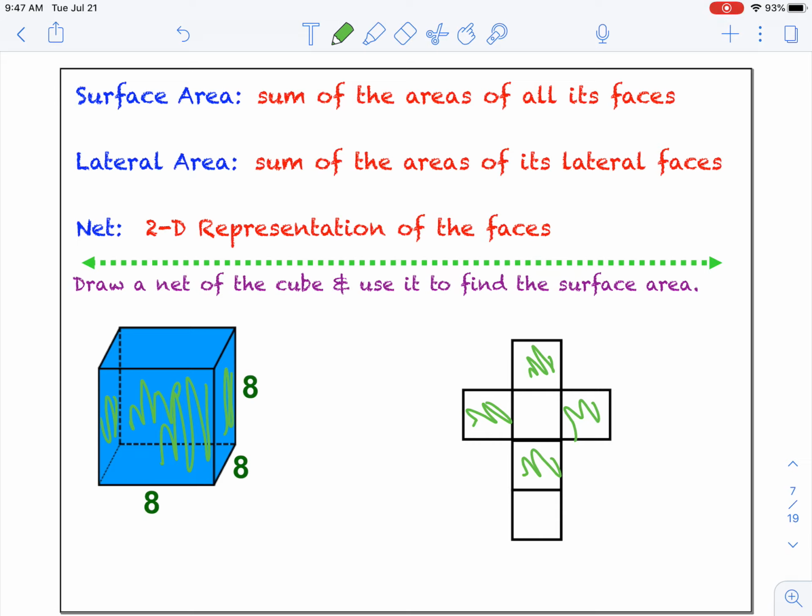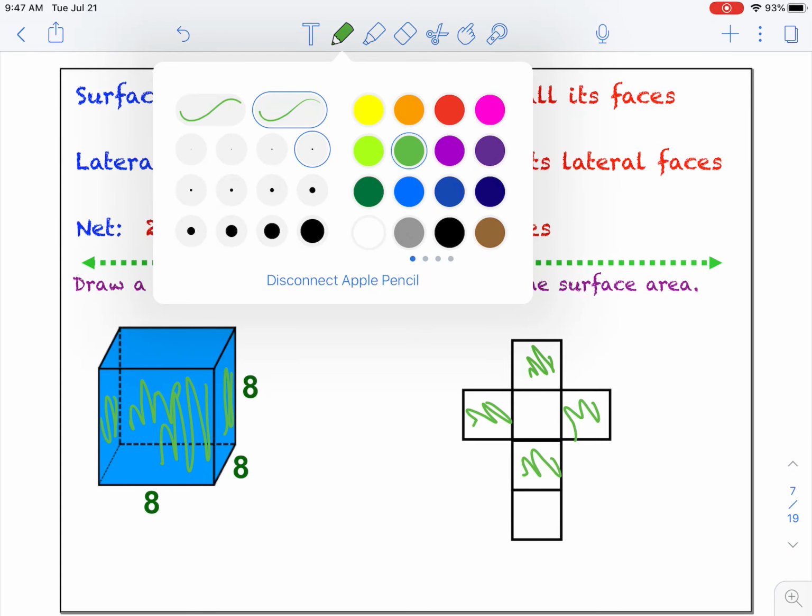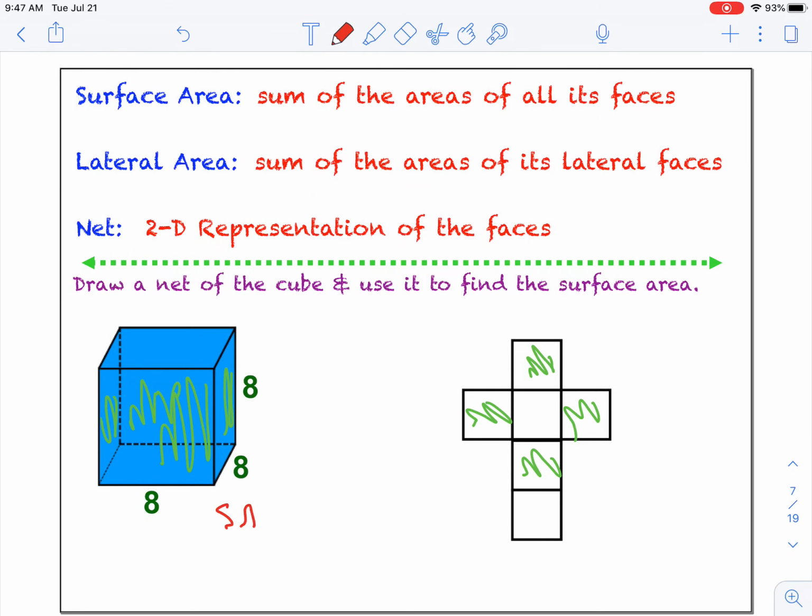So if we are going to find the surface area of this, we can see that this is 8 by 8. So the base area is 8 times 8. Since all of the dimensions are the same, this is also 8, then we know all of the faces are exactly the same. So we would just have to multiply that by 6. So that would give us a surface area of 384 units squared.